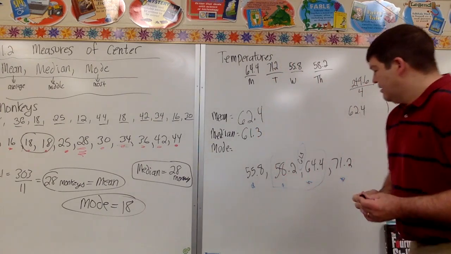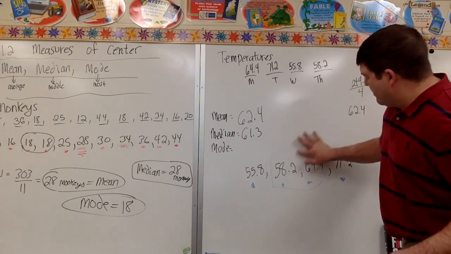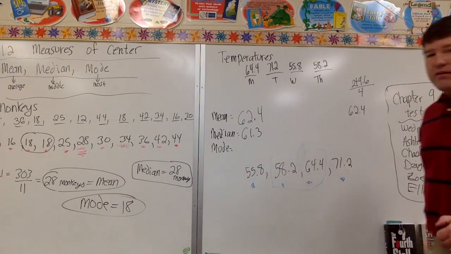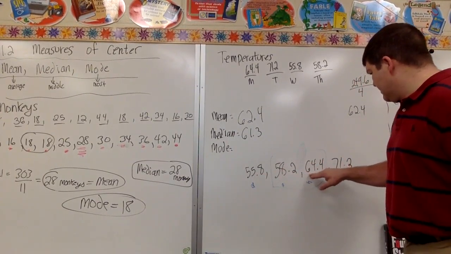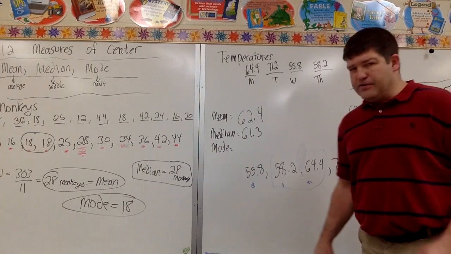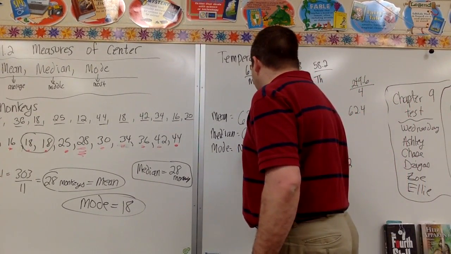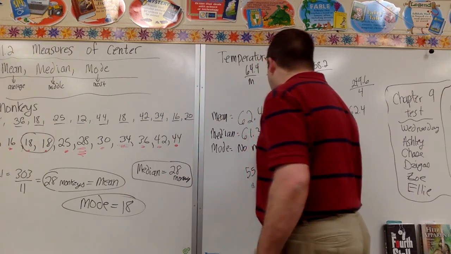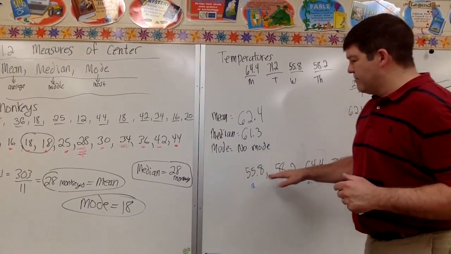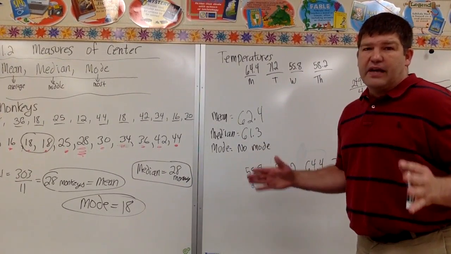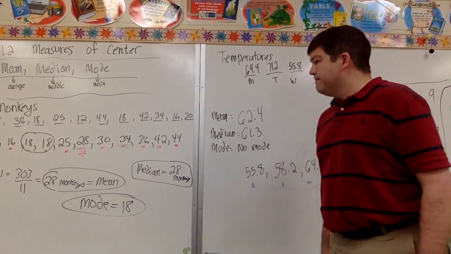61.3. Now, I'm looking for a mode. And I have these 4 numbers. I'm looking for the one that's used the most. This one's used once, this one's once, once, and once. There's no number used more than 1 time. So, there's no mode. Okay? If you don't have something that's used the most times, because these are all used the same amount, there's just no mode. All right.